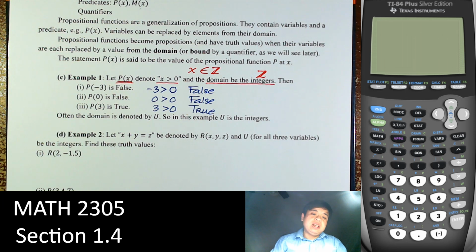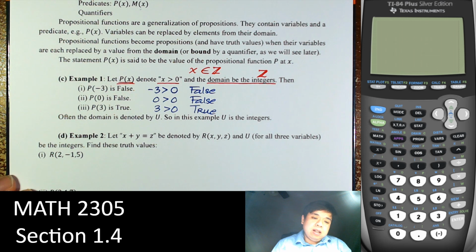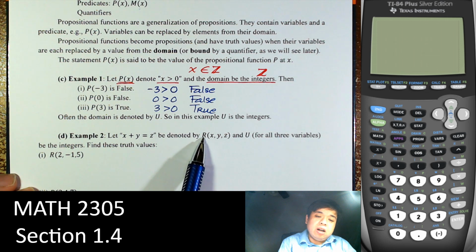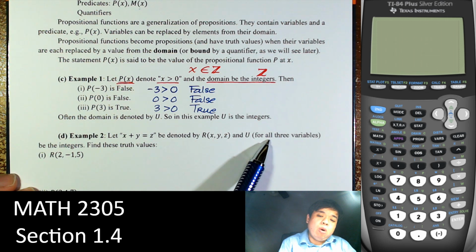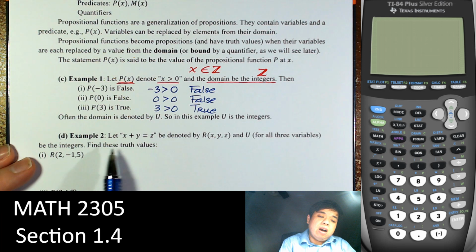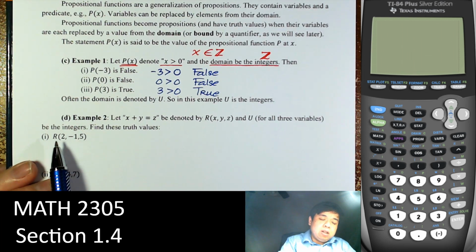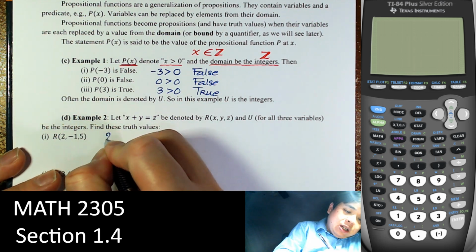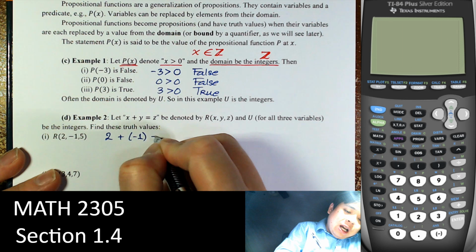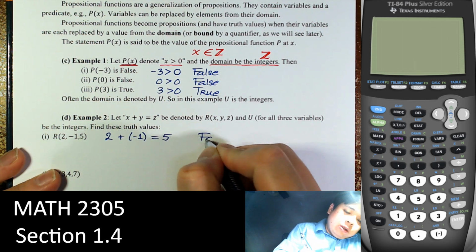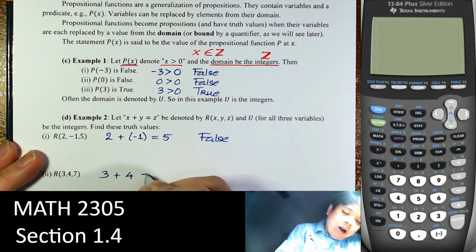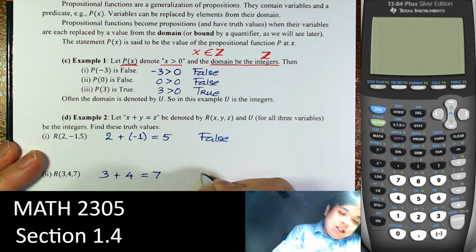Often the domain is denoted U, so in this case U is the set of all integers. Now let x plus y equal z be denoted as the relation R of x, y, z, with U on the 3 variables being integers. Find the truth values. Simple enough, we substitute the first one for x, the second one for y, and the third one for z. So 2 plus negative 1, is that equal to 5? Of course this is false. Next, the first one for x, the second one for y, and the third one for z, and this is true.